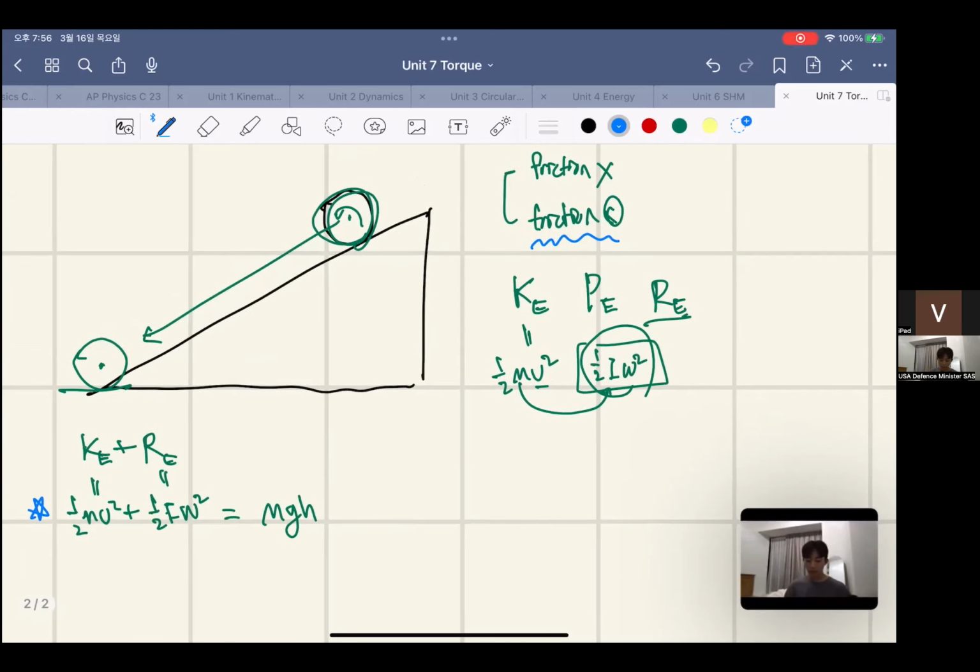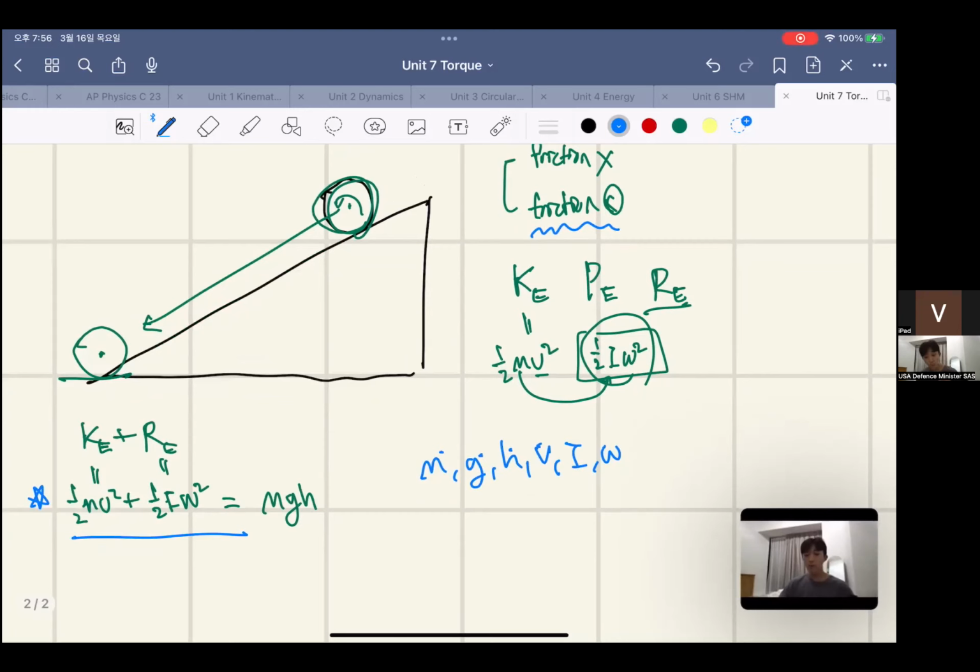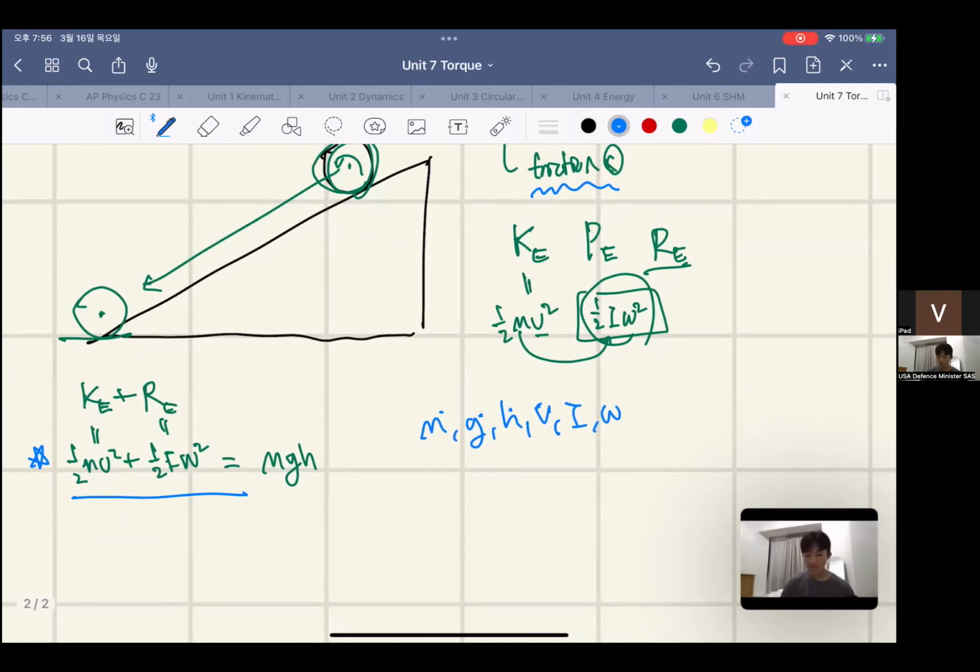Now, what we have over here is 1/2 mv squared plus 1/2 I omega squared equals mgh. Now, this equation looks painfully complicated because you have m, you have g, you have h, you have v, you have I, you have omega. You have 1, 2, 3, 4, 5, and 6 different variables in one equation. However, in fact, this is not true. First of all, g is a letter, but it's not a variable. It's a constant. It's always 9.8.